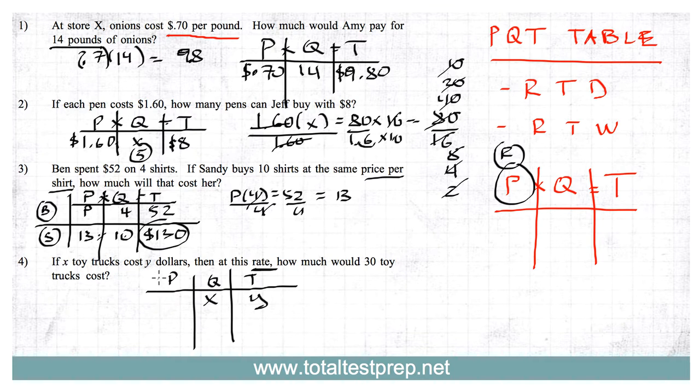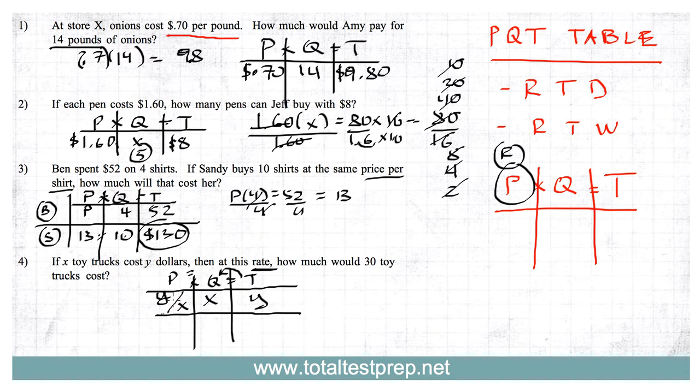So what is our price per truck? Well, we know that price times quantity equals total, but what's helpful about using this table, and hopefully you remember this from the rate times distance and rate times work table, is that if you're missing the rate or the quantity and you know the total, you can divide. So total divided by quantity gives you the price. In other words, if I'm reading right to left, I'm dividing. So the price per truck is Y divided by X.